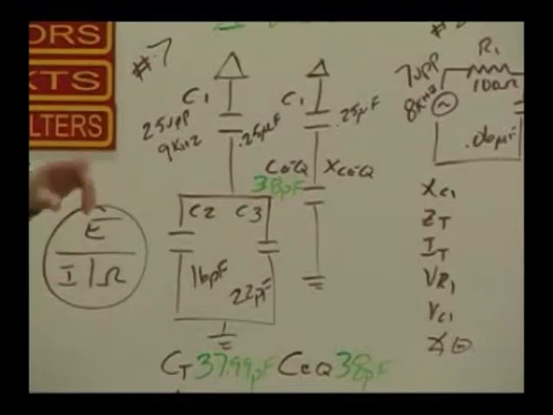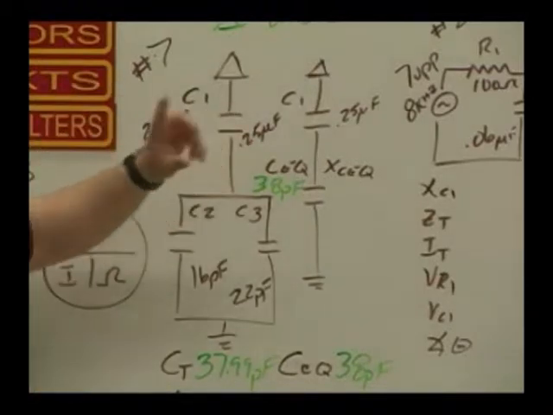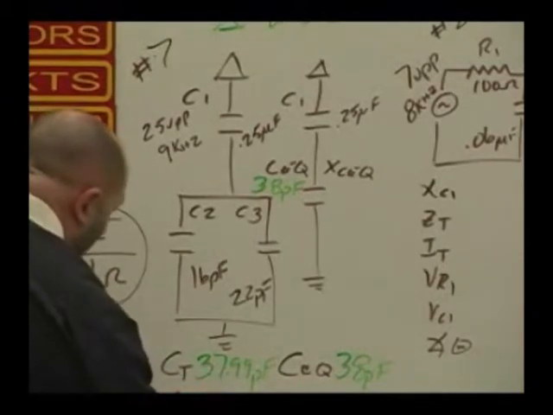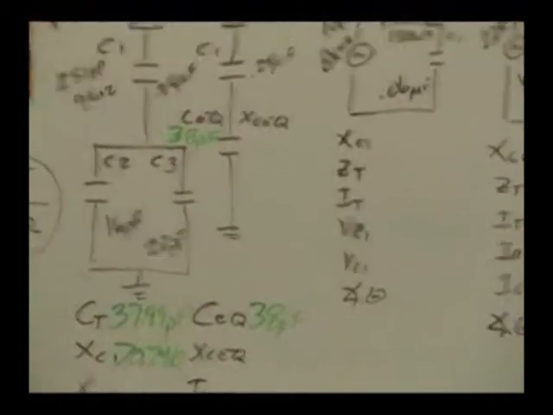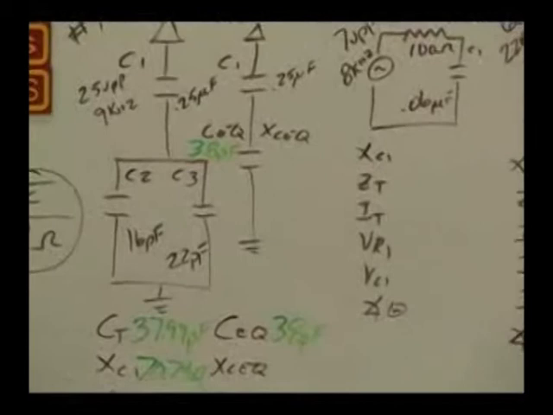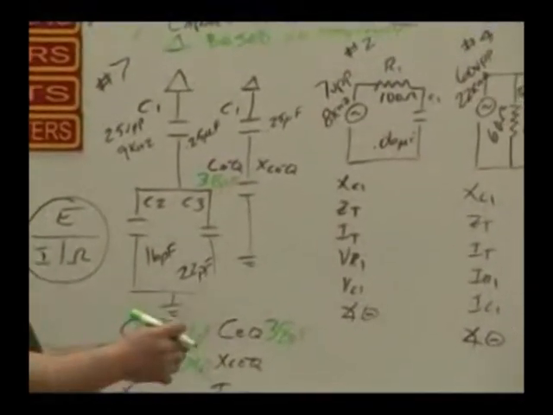It's 1 over 2 pi FC. We're trying to find XC1. So 1 divided by 2 pi times the frequency of 9K hertz times 0.25 micro. 70.74 ohms. There you go. That's right. Good. All right, XC2. I have 1.11 megaohms. Yeah, that's what I got.